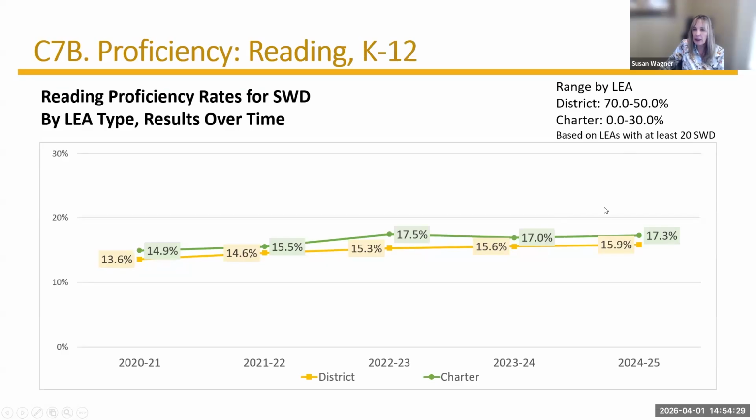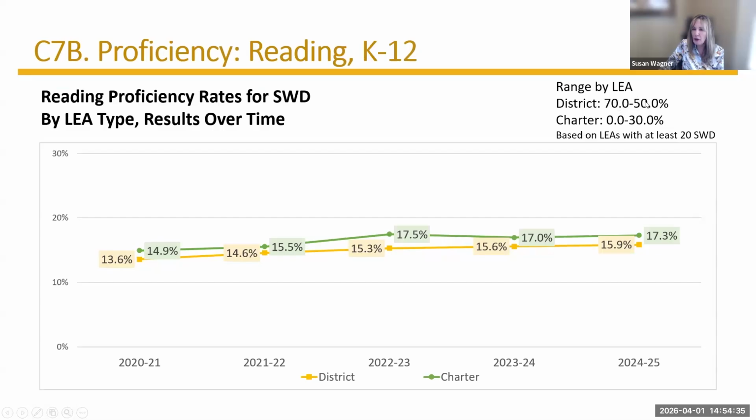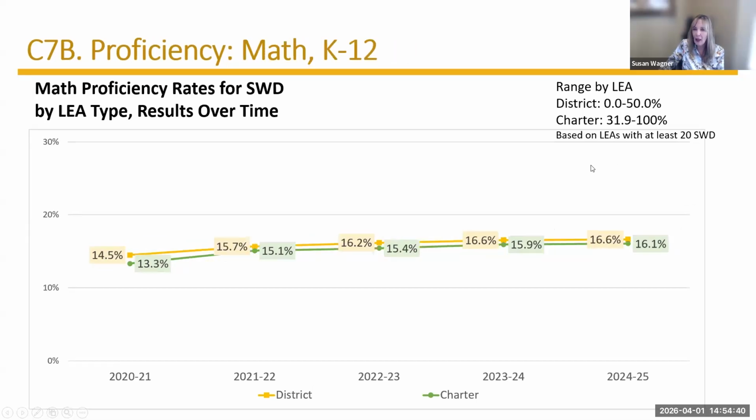We do see some variability. This should have been from 50 to 70%, this from 0 to 30% for reading. For math, we have 0 to 50%. So there's at least one district that has a 0% proficiency rate, another that has a 50%. So it might be interesting to see what this district is doing that is getting a 50% proficiency rate for students with disabilities. For charters, we also see great variability, 31.9% for the lowest and 100% for the highest.